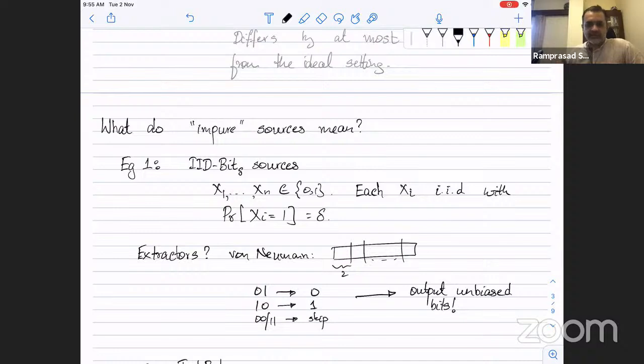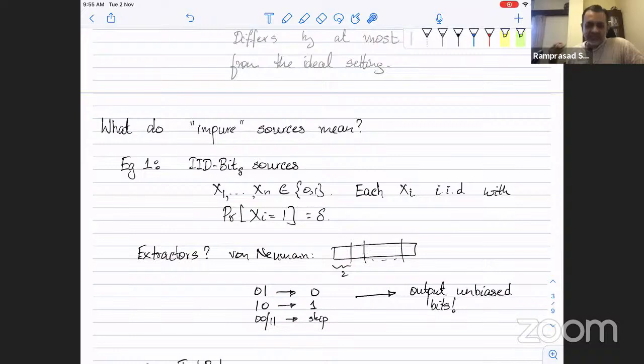Because the probability of you seeing a 0, 1 versus a 1, 0, the probabilities are the same. So conditioned on the fact that I'm only outputting when one of these two situations happen, since both of them are equally likely, each such output is going to be like a pure uniform random.